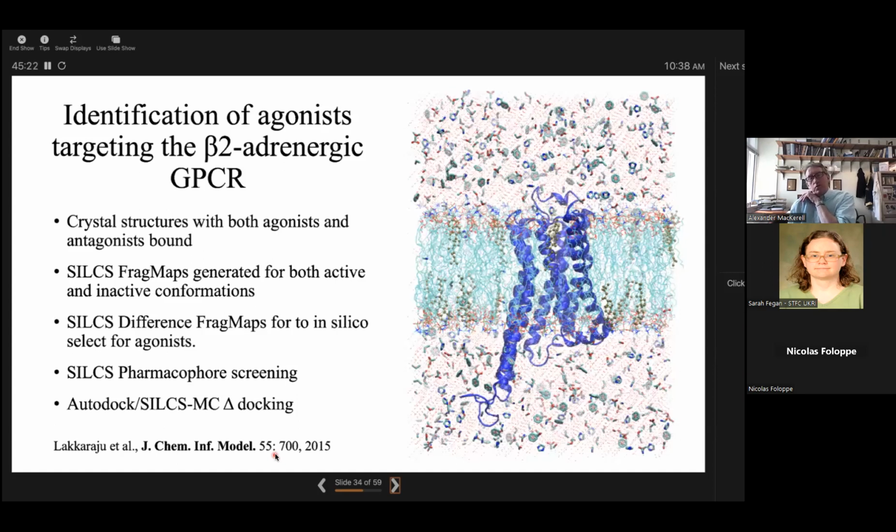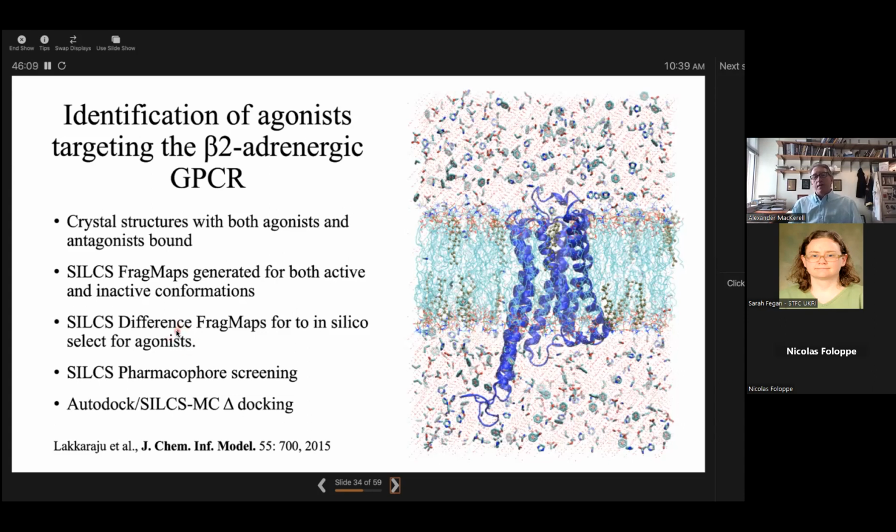So I can now go into an example case, and this is actually from a number of years ago, where we applied SILCS to the beta-2 adrenergic receptor. The goal here was to identify novel agonists, which could potentially be used for the treatment of asthma and so on. We took advantage of the fact that the crystal structures of both the active and the inactive form are available. So we generated the SILCS FragMaps for both conformations. Now we can start to look at difference FragMaps, to both qualitatively and quantitatively understand differences in binding to the active state versus the inactive state.